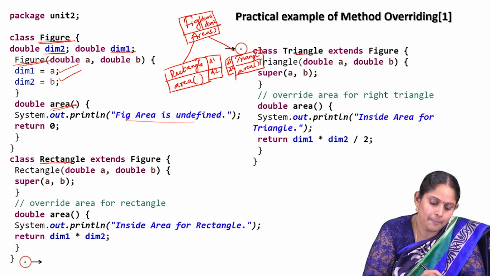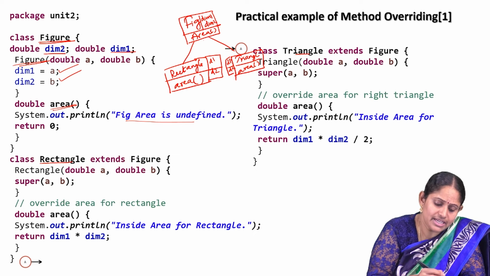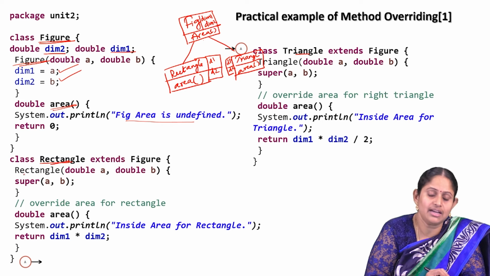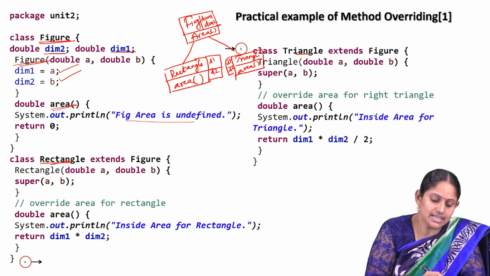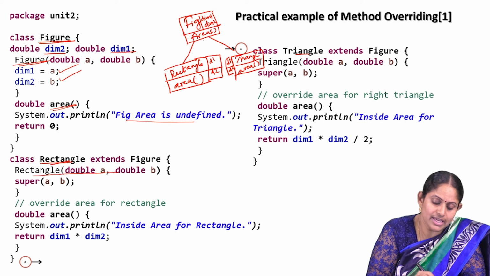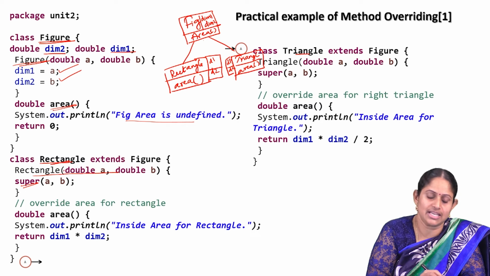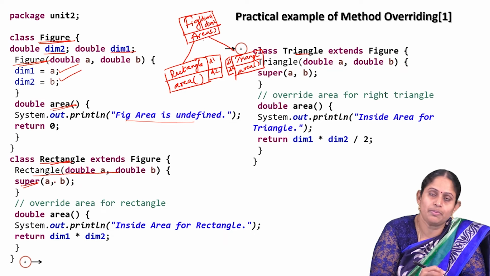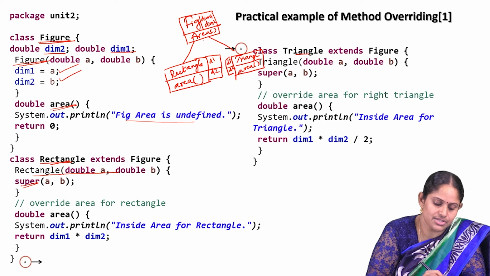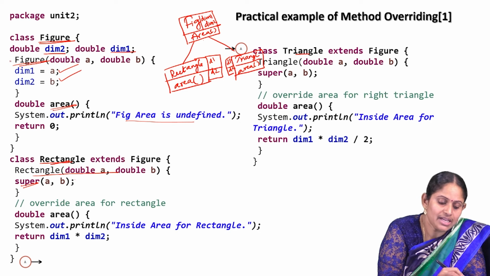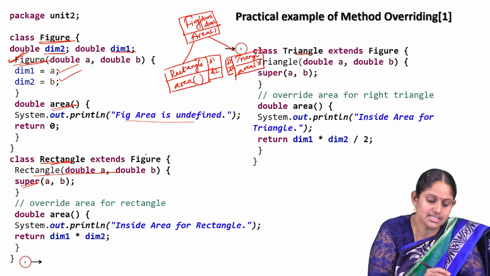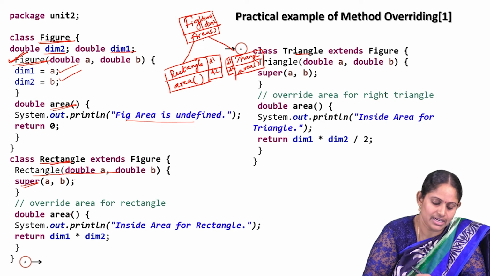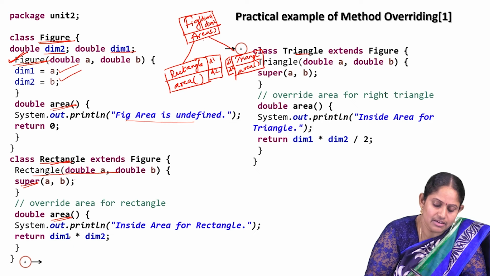Now from the figure class, we are creating a rectangle class. So inside the rectangle class, we are invoking the super constructor to initialize the values of rectangle sides. The sides of the rectangle are initialized by invoking the superclass constructor. So you are calling super AB. When you call super AB, this will be invoking the constructor of the superclass, since rectangle is inherited from figure.